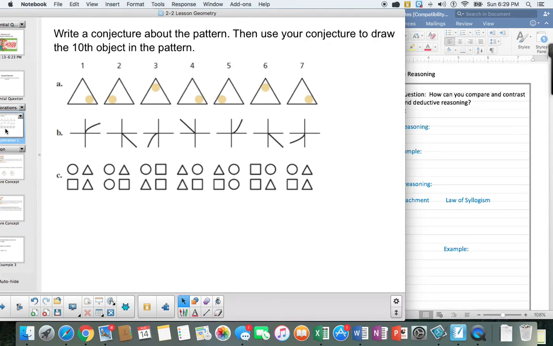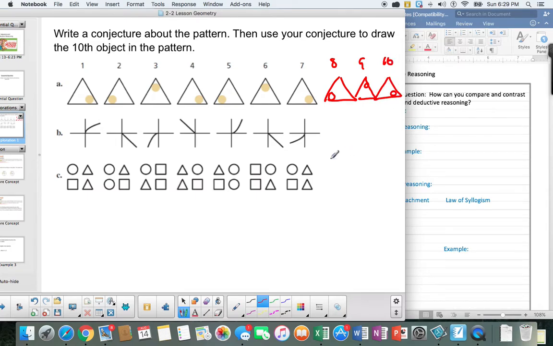Write a conjecture about the pattern, then use your conjecture to draw the 10th object. Okay, I'm noticing a pattern that this circle is on the right hand side, then on the left hand side, then on the top, then right hand, left hand, top, left hand. So if I continue in the same pattern, number 8 will be a circle on the right hand side. Number 9 will be a circle on the top, and number 10 will be a circle on the right hand. I'm going to just do one more.